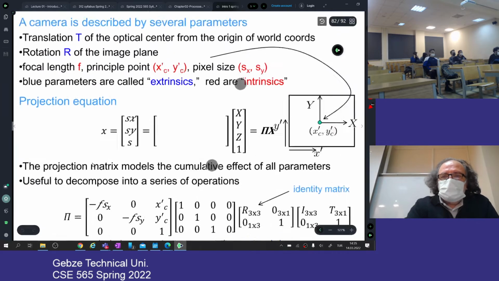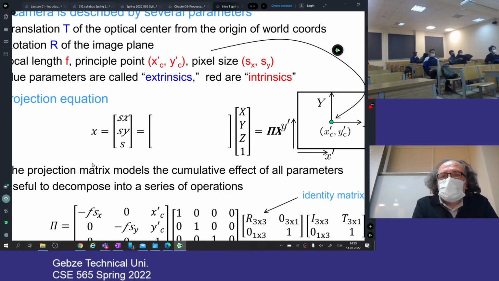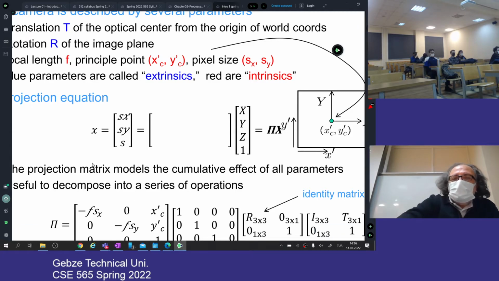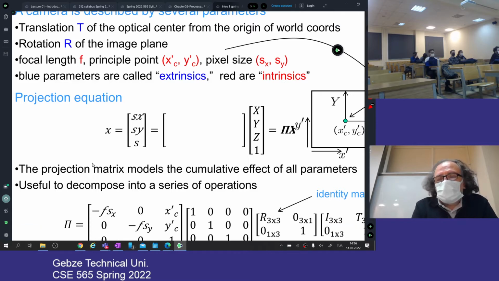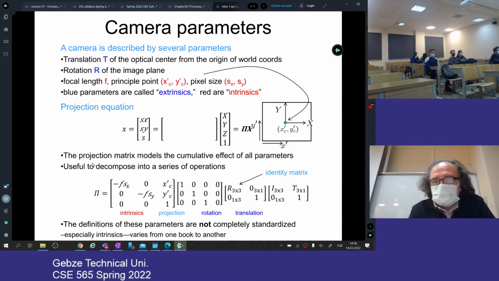given a real world coordinate point x, y, z, convert it to a homogeneous coordinate system, put a 1 in there, multiply it with a 4 by 3, okay, 4 columns and 3 rows matrix, and you get a homogeneous coordinate of the two-dimensional coordinate in the image plane. So what kind of things we have inside this 4 by 3 matrix?